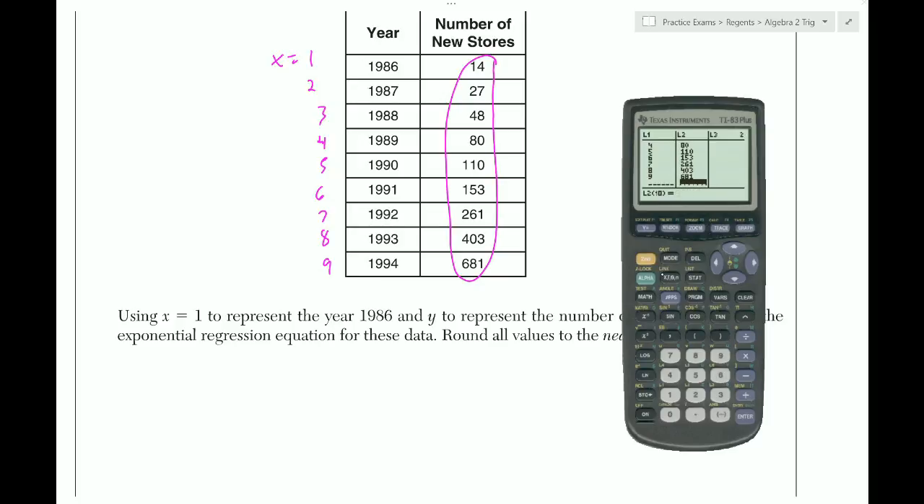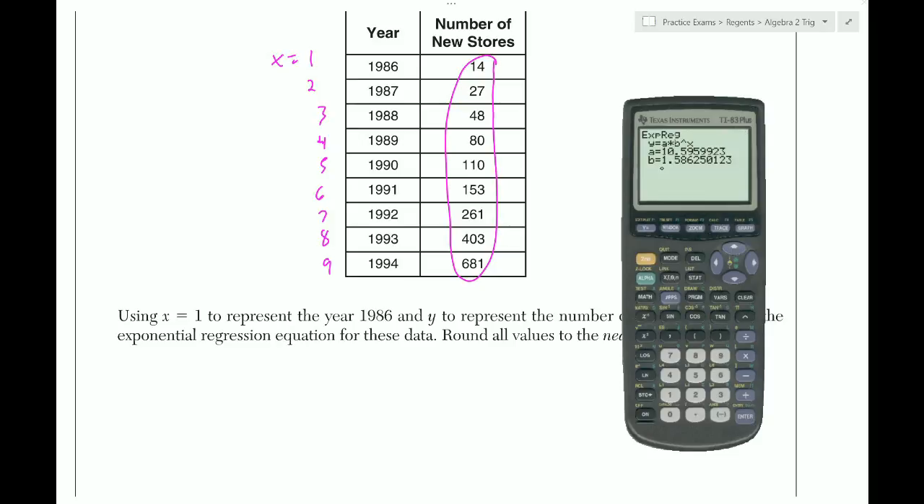So now that I have my list in there, I can do second quit. And they're asking for an exponential regression. So let's see where we can find that. So we'll go to stat, calculate, and we'll go down to exponential regression, which is number 0 here. And then we have to put in our lists. So we'll do L1, enter, comma, second list, L2, enter.